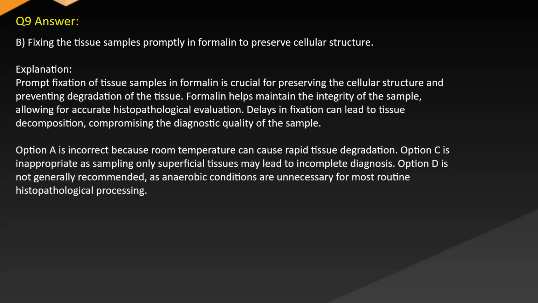Explanation. Prompt fixation of tissue samples in formalin is crucial for preserving the cellular structure and preventing degradation of the tissue. Formalin helps maintain the integrity of the sample, allowing for accurate histopathological evaluation. Delays in fixation can lead to tissue decomposition, compromising the diagnostic quality of the sample.